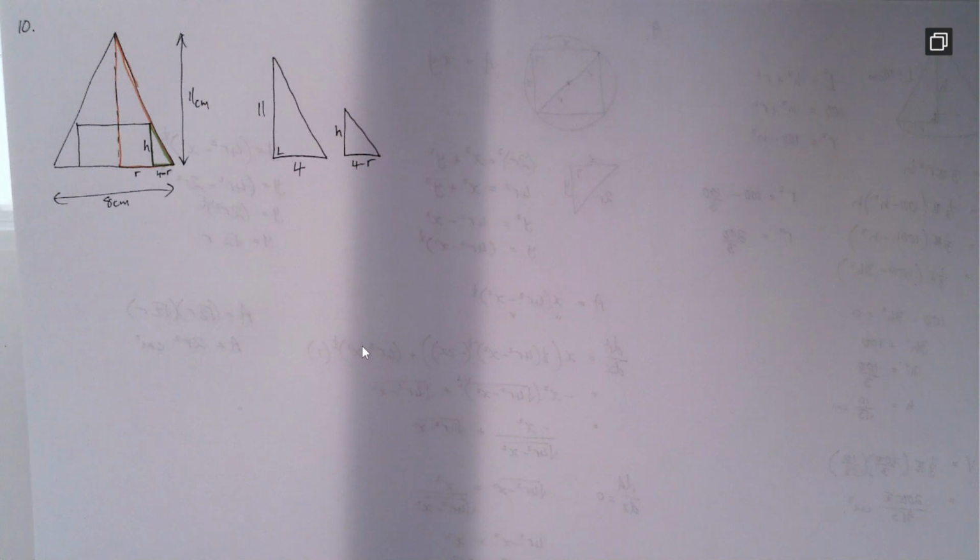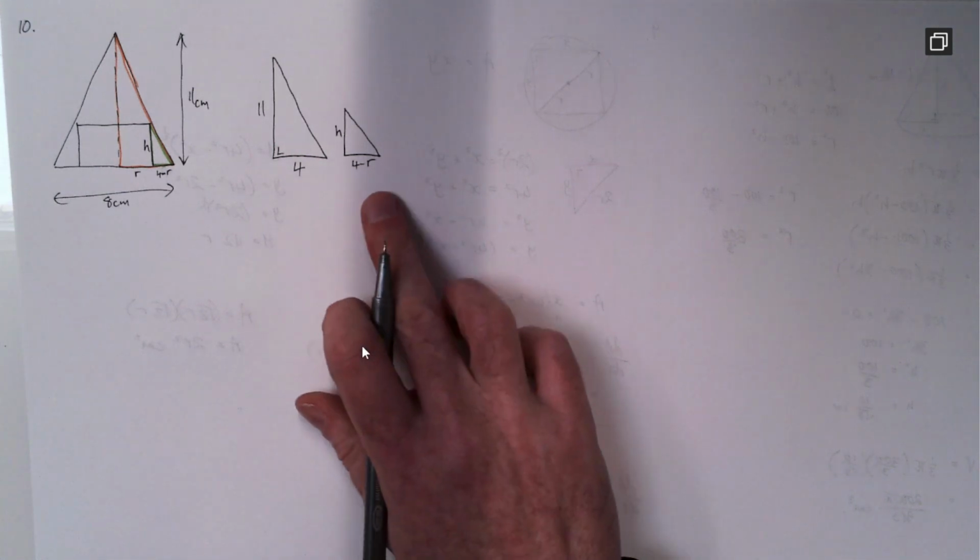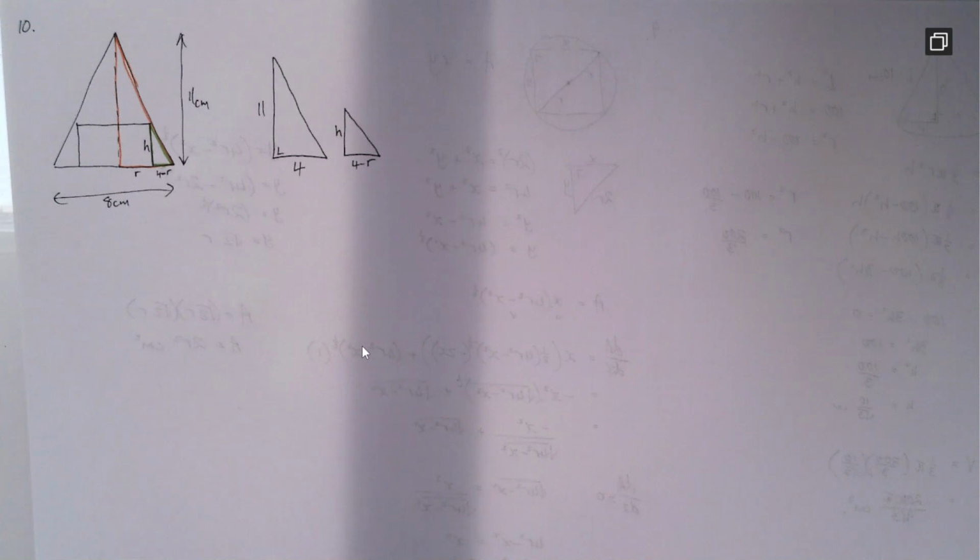Now into the question. A right circular cone, 11 cm height and a base of diameter of 8. So the radius is 4, and the height of the cone is 4 minus R. Okay, now first express the height of the cylinder in terms of the radius R.